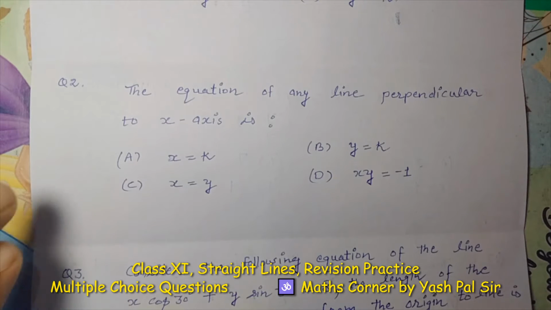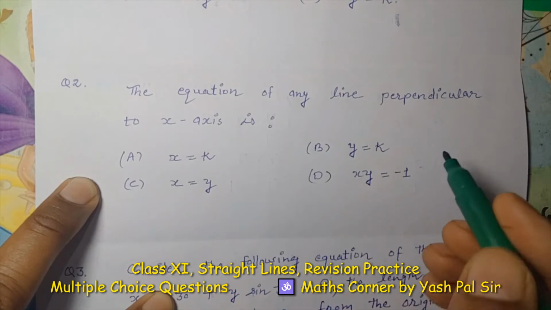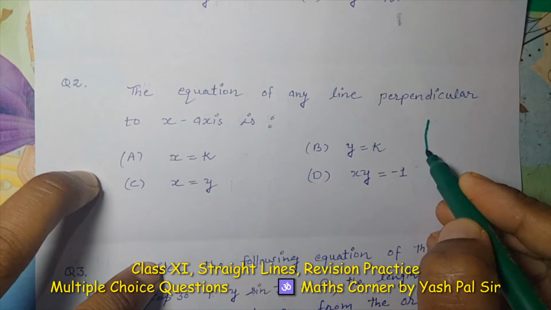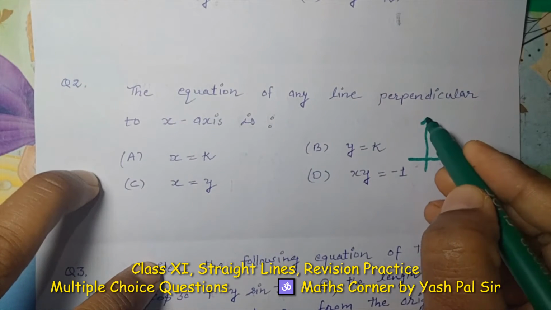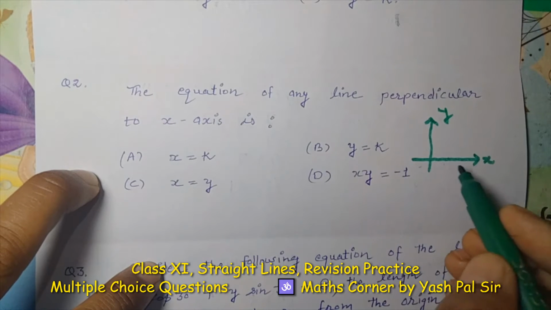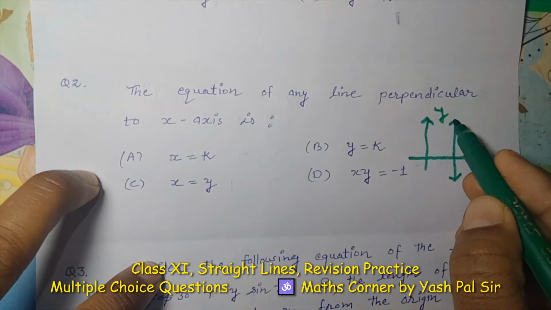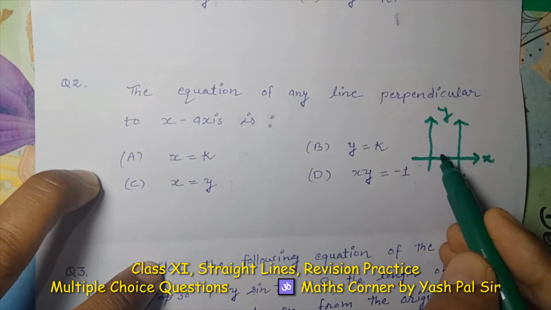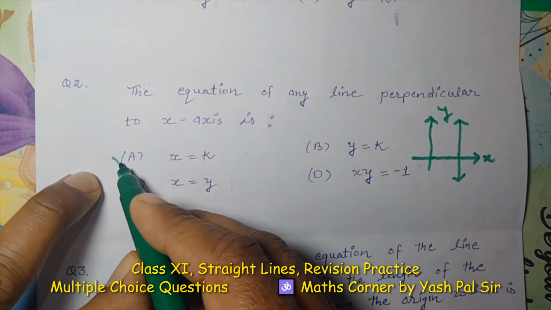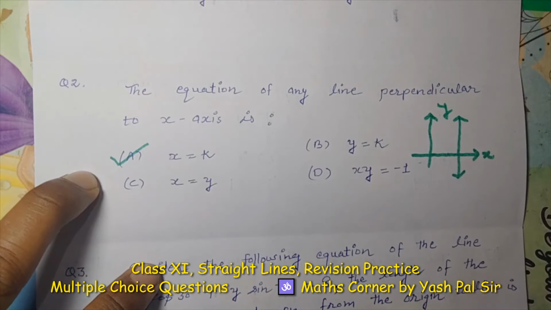Now question number 2. The equation of any line perpendicular to x-axis. Here we have again the x-axis and y-axis. Any line which is perpendicular to x-axis, this is the line which is perpendicular to x-axis. Here x distance remains constant, that is x is equal to k. So x is equal to k is the required equation of the line.